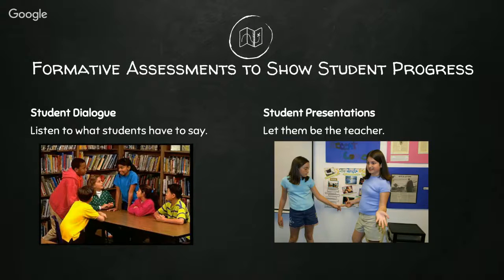So another way to use a formative assessment is for students to do presentations or be the teacher. You've probably heard the saying that true mastery has been achieved when a student can teach someone else that concept. So when you allow students that opportunity to be the teacher, you can quickly determine their level of mastery.